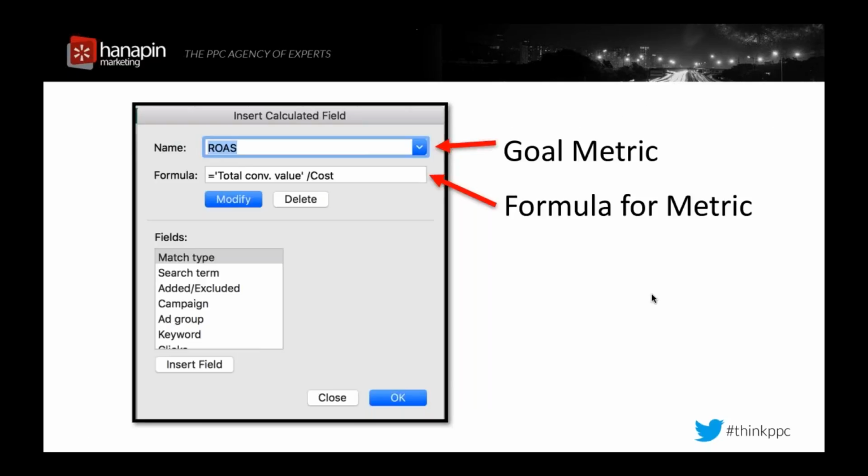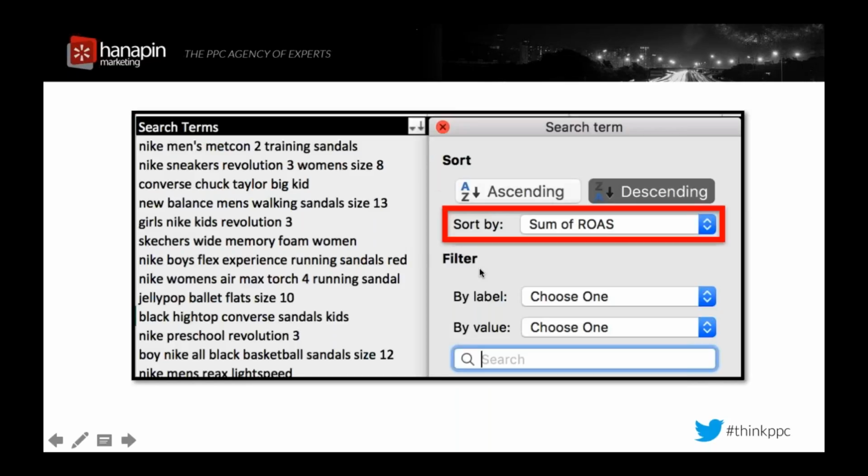That's what it's going to look like, at least on a Mac, but you should have the same options within a PC. When you add that calculated field, it lets you create a formula based on fields that you already have. So return on ad spend in this case is my conversion value field divided by my cost. That's going to be called return on ad spend, and that gets added into the pivot that I have.